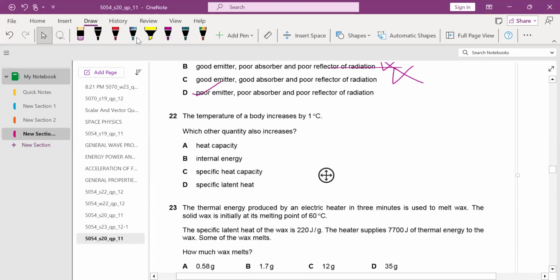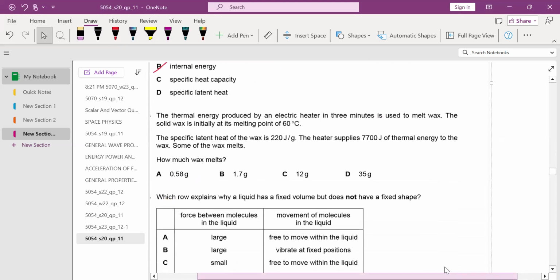Question 22. The temperature of a body is increased by 1 degree Celsius. What other quantity also increases? So when the temperature increases by 1 degree Celsius, the internal energy increases. Option B is correct for question number 22.